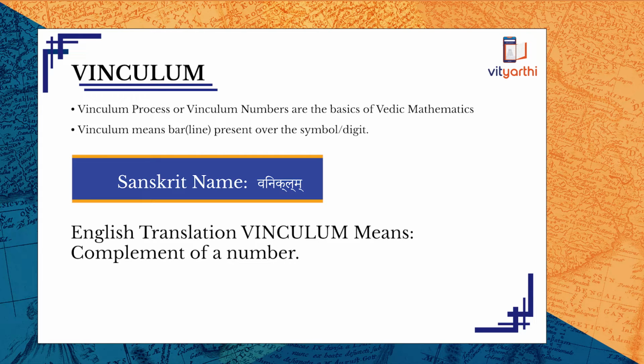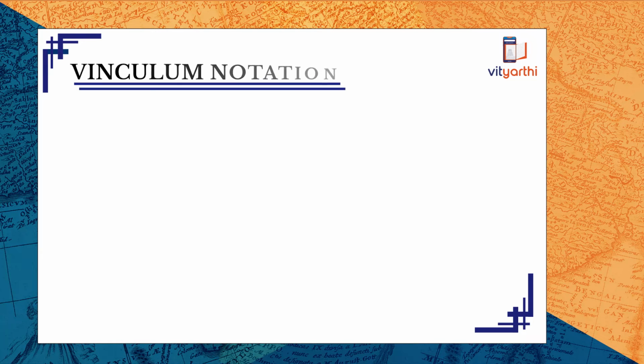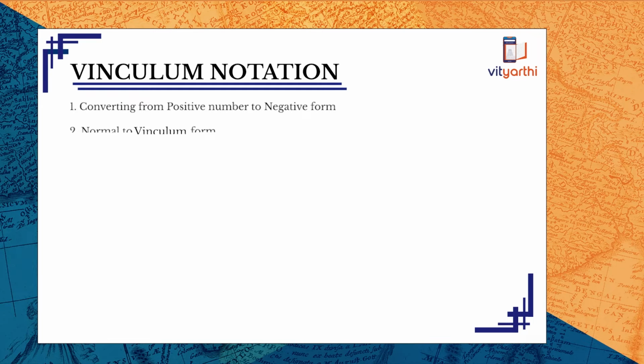Now let's understand vinculum notation. We will use the sutra All from 9 and the last from 10, and One more than the previous. We will see how to convert a positive number to negative form, and a normal number to vinculum form. First, we will see how to convert a positive number to vinculum form.